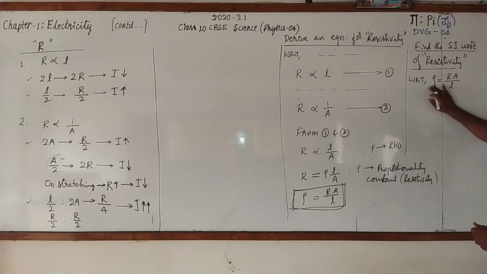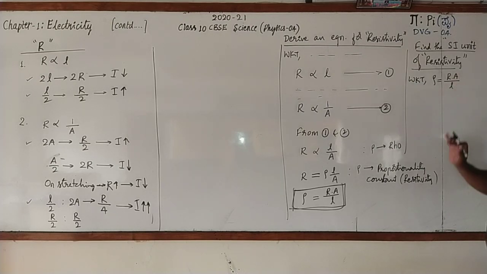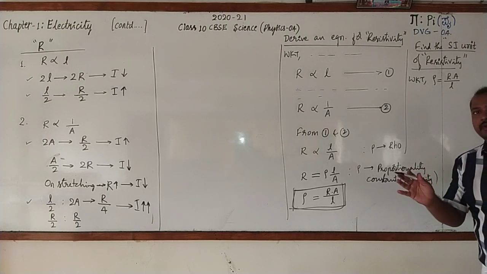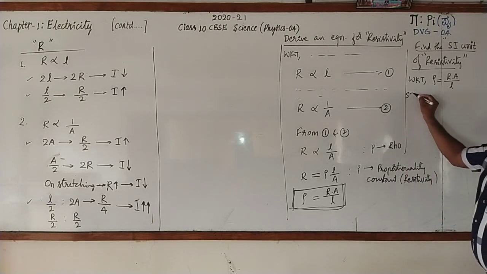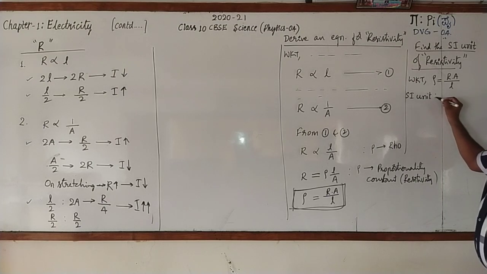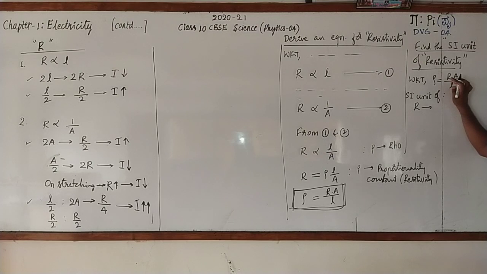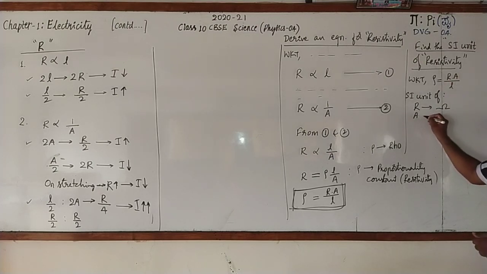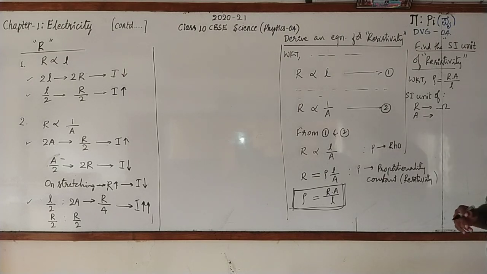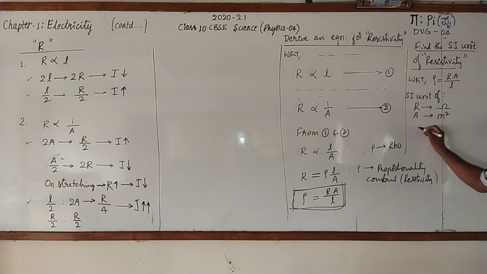To find out the SI unit of resistivity, you must know the SI units of these three physical quantities already we are very familiar. Now here I'll write SI unit of first one R electric resistance. What is that SI unit? Correct. Ohm. A is area. Standard unit of area, it is square unit. SI unit, it is meter square. What about the length? It is meter.